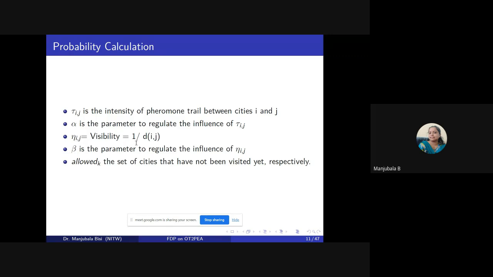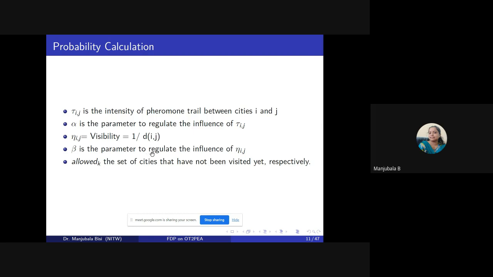This is the reciprocal of the distance between two nodes, 1 by dij. If this is the TSP, the traveling salesperson problem, the heuristic is distance. If this is the feature selection problem, you can consider the information gain or chi-square value as the heuristic. So the visibility, that is eta ij, you can find out by taking the reciprocal of distance.